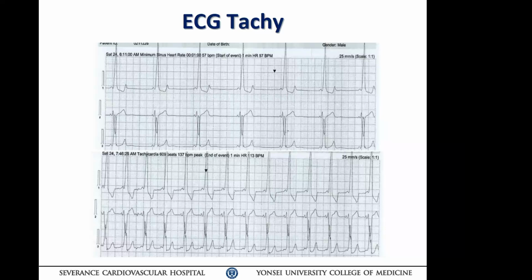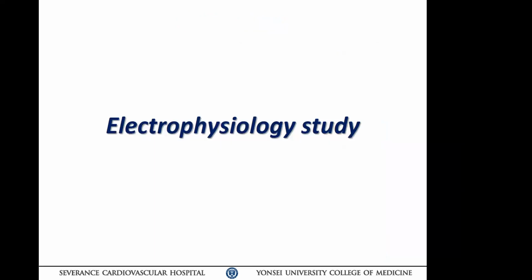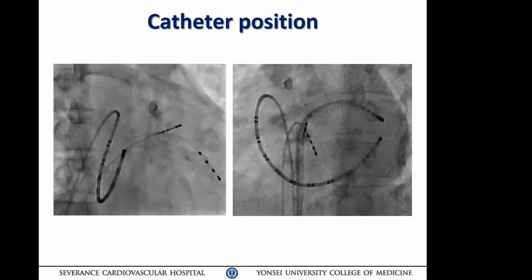This is the ECG recording during Holter. We can see also the same broad QRS with delta wave and also tachycardia. Chest X-ray is normal, and we start our EP study. These are the initial catheter positions.